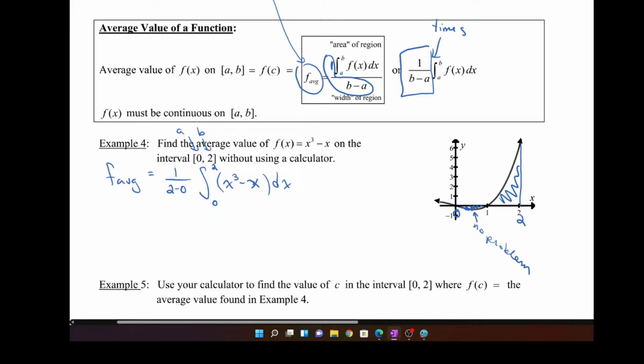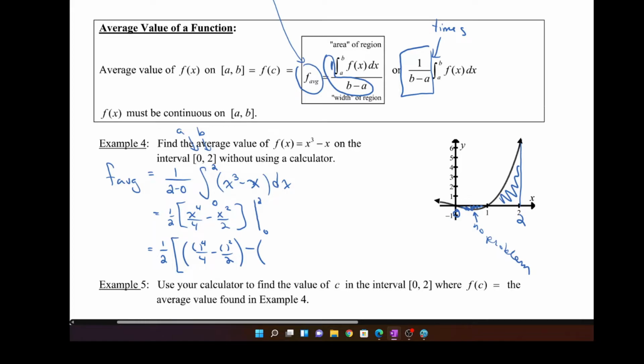And so we want to do this integral. So 1 over 2 minus 0 is just 1/2, and the integral of x cubed is x to the 4th over 4 minus x squared over 2. And we're not doing a plus c here because we're going to evaluate this on these two numbers. And so I have this is equal to 1/2, and here we go. I have something to the 4th power over 4 minus something squared over 2, and minus something. This is my f of b minus f of a.